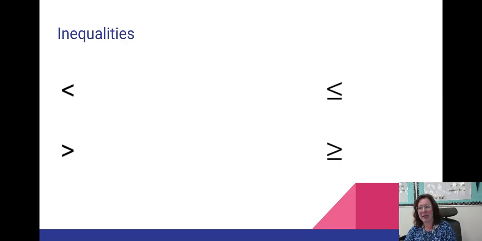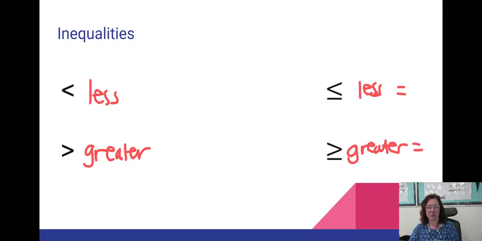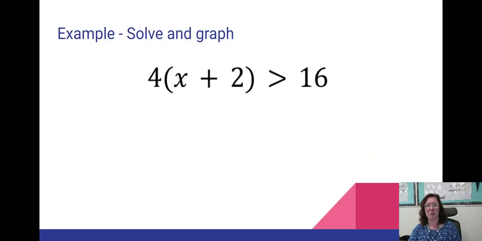Okay, so we've got less than, greater than. This is less than or equal to, greater than or equal to. All right, let's solve and graph. We can draw a wall. It's just like solving a normal equation.